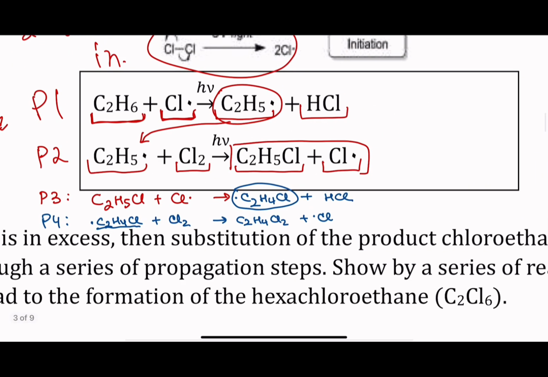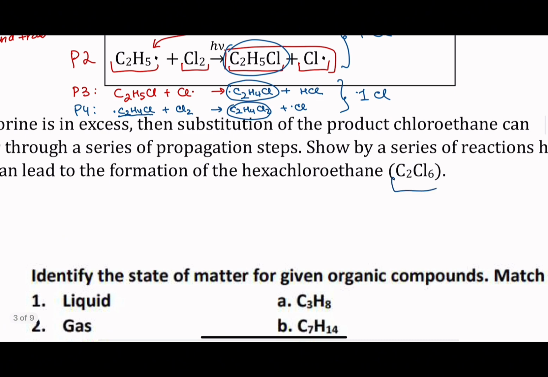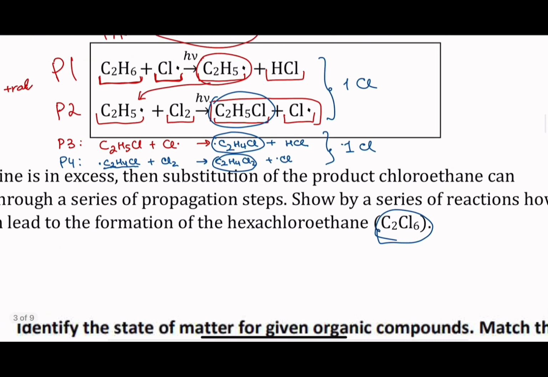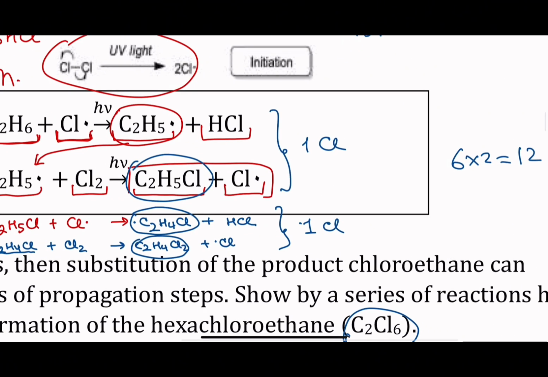Now in here, as you see, I only substituted 1 chlorine, right? So 2 propagation steps required for 1 chlorine substitution. And again in here I substituted 1 more, so 2 steps for 1 chlorine. So if I wanted to do 6 chlorines as I did in here, meaning 6 times 2, it has to have 12 propagation steps. Now just for your sake, I'll do a P5 again.